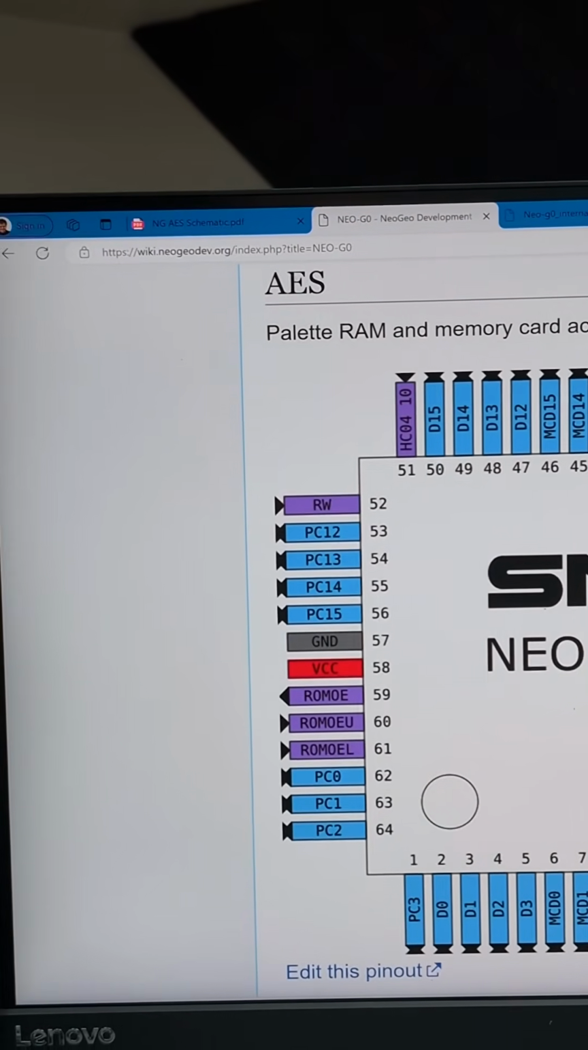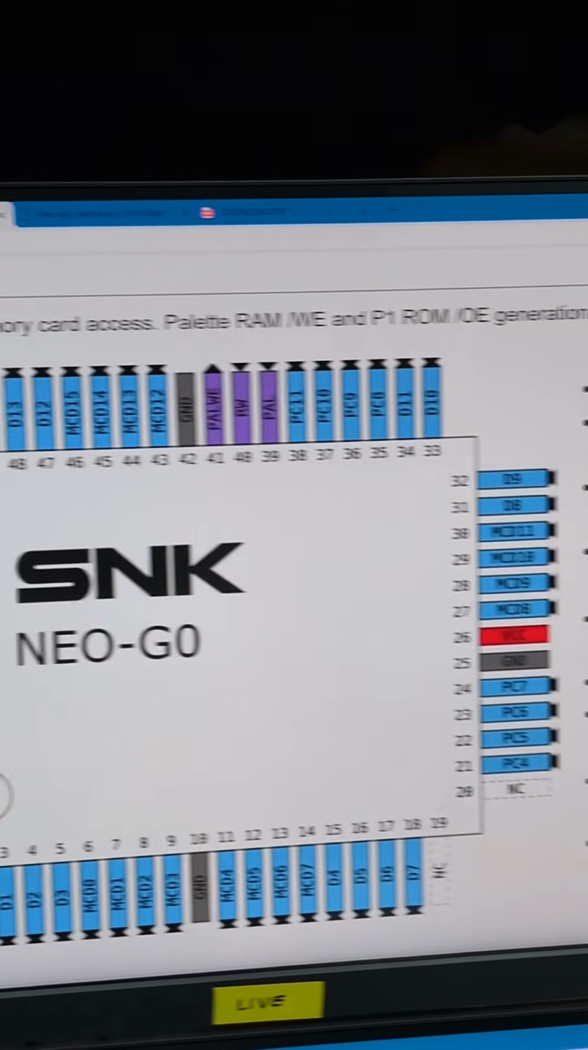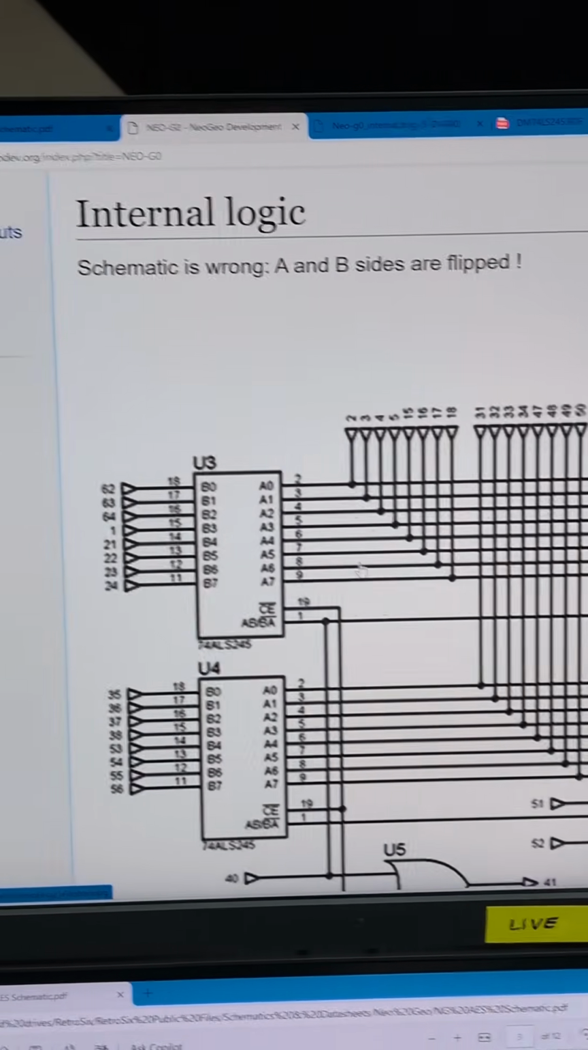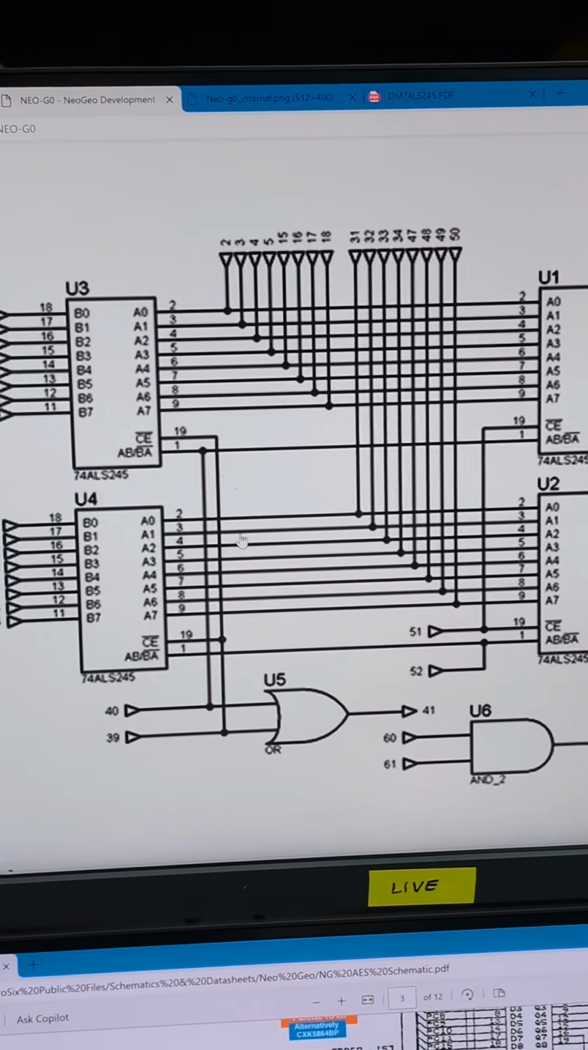With a bit more digging, if we go to Neo Geo Dev, that's a cool site for quite a lot of pinouts for the Neo Geo. If we scroll up, we also have a schematic diagram, which is really, really handy. So now we know exactly what it's doing.